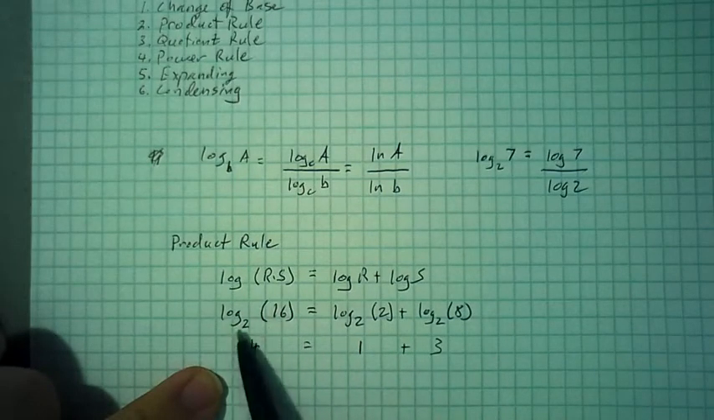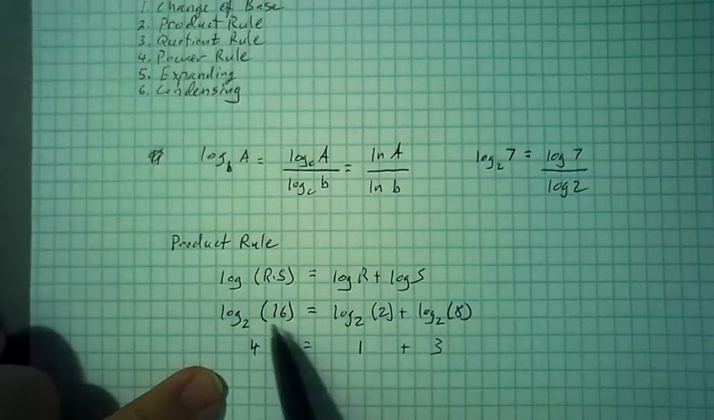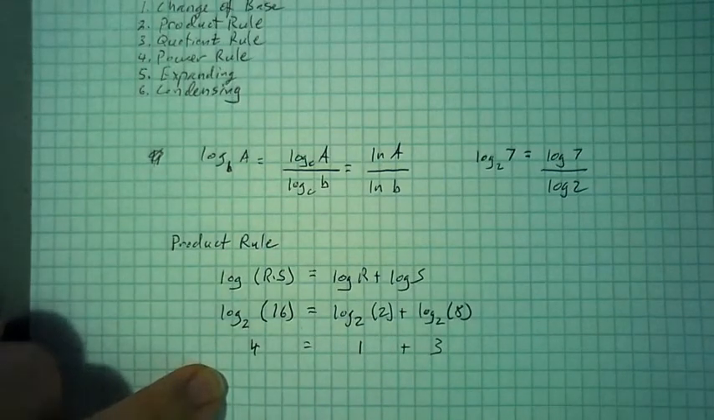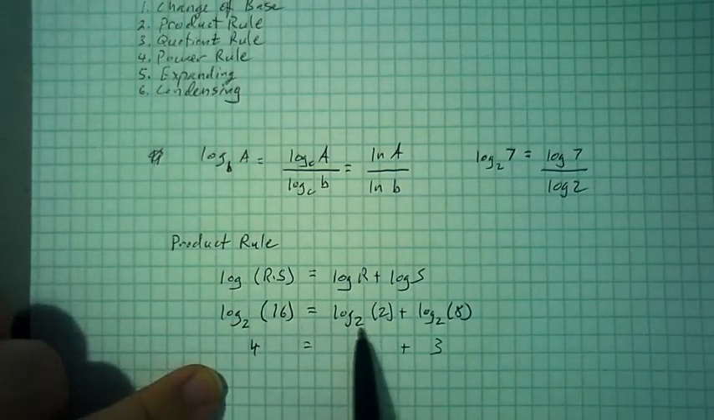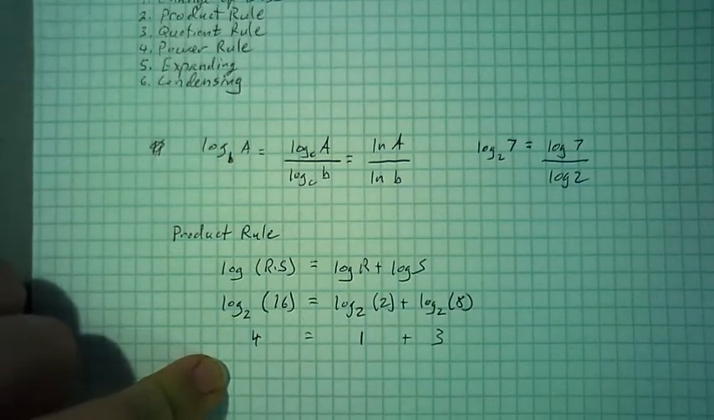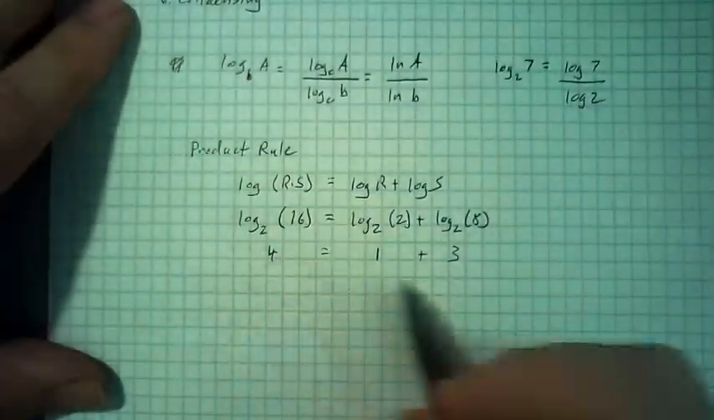This can be useful for breaking down a logarithm or for combining logarithms together. You can only combine them if they have the same base. We'll get to that with the examples. But this is the product rule.